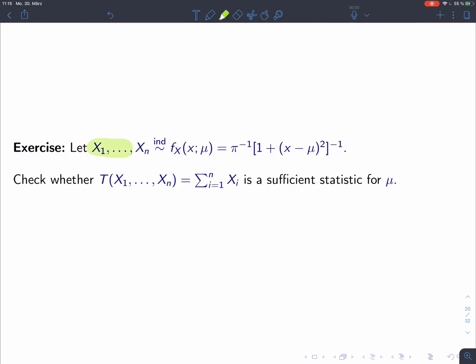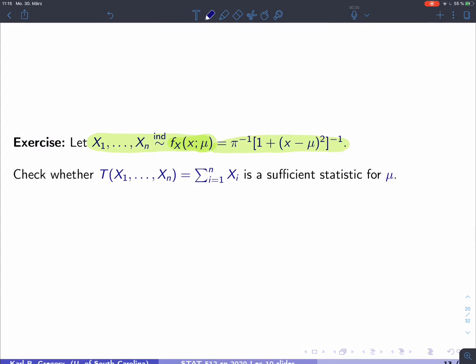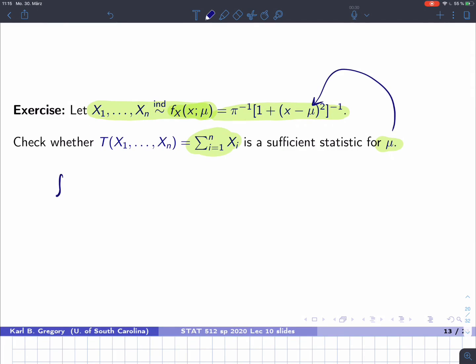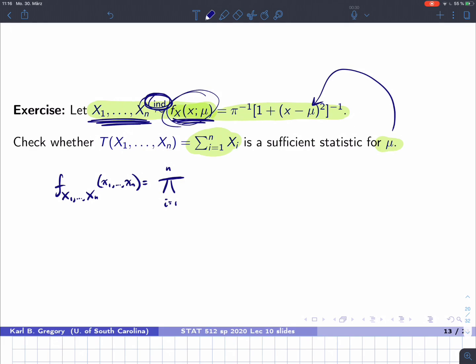I've got a random sample coming from a distribution with this PDF, given by this thing, and I want to check whether the sum of the xi's is a sufficient statistic for the parameter mu. Okay. So the first thing I need to do in order to use the factorization theorem is write down the joint PDF of all my random variables. Since these guys are independent and they all have the same distribution, their joint PDF is going to be the product of their marginal PDFs.